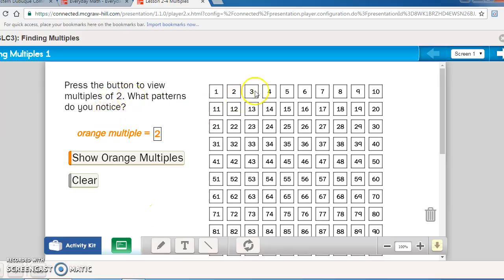Multiples of 2. Multiples of 2 can be done by skip counting 2. 2 times 1 is 2. 2 times 2 is 4. 2 times 3 is 6. 2 times 4 is 8. 2 times 5 is 10. 2 times 6 is 12. 2 times 7 is 14. 2 times 8 is 16. 2 times 9 is 18. And 2 times 10 is 20. And so forth. Notice I am increasing my answer every time by 2. Therefore, it's a multiple starting with the number 2.